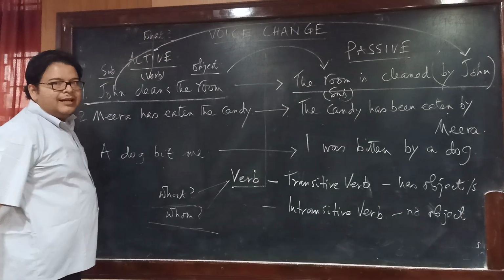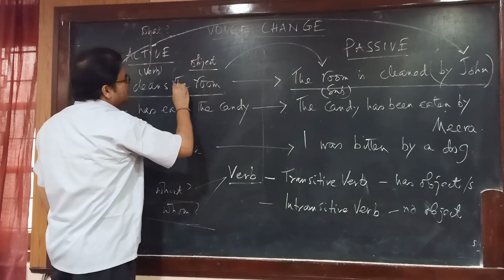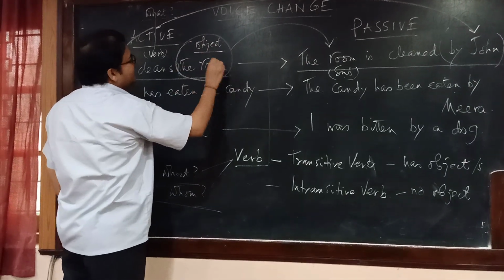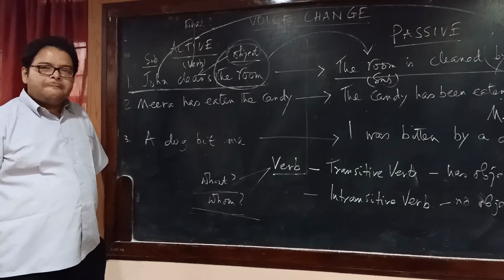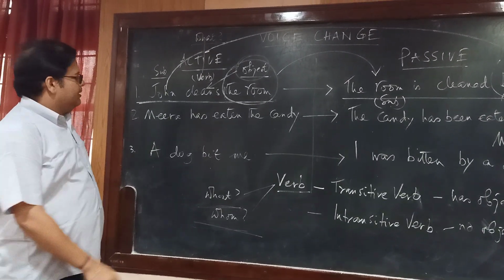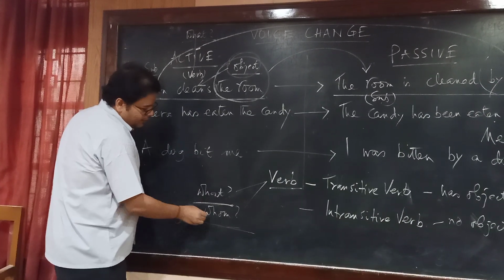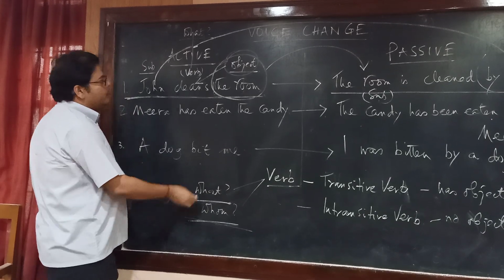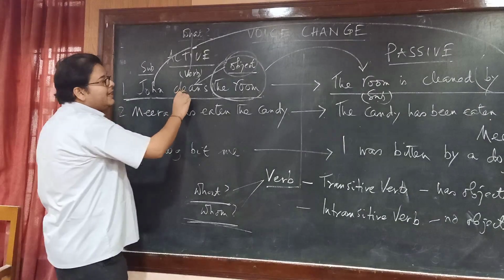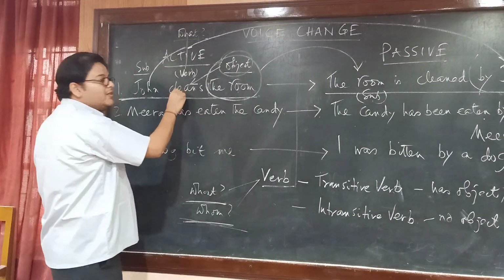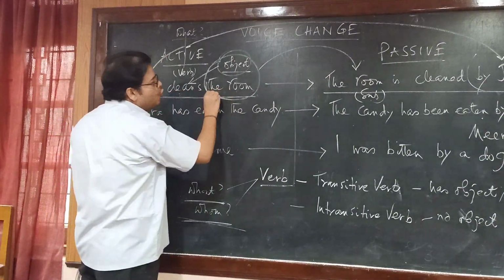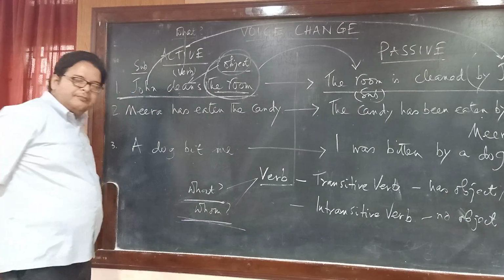Cleans what? You have the answer, the room. So this is the object of the verb cleans. Clear? I said ask the verb questions what and whom. This is the verb cleans. Cleans what? The room is the answer. So cleans here is a transitive verb and the room is the object.